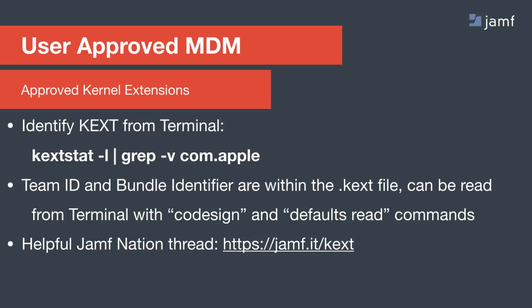It's a little bit easy to find if you're using any kernel extensions, and by and large you probably are. To identify any sort of kernel extensions, you can run this terminal command. Pretty simple. If you would like to find that team ID and bundle ID that are actually within that .kext file, they can be read from terminal using either codesign or defaults read commands. There's a very helpful Jamf Nation thread that I think is useful if you want to collect those bundle IDs and team IDs of different kernel extensions you might be using. This would be any third-party ones. The Apple ones are already going to be approved. We're really talking about third-party applications that you might be pushing out to your end users via a policy.